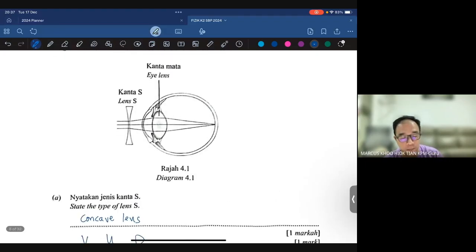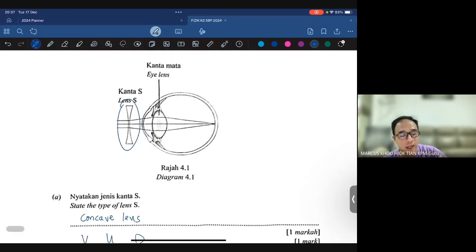What's happening over here? The lens S is doing its job, it's diverging the light out. But after the light diverges out, where does it go? It passes through the eye lens. And our eye lens is generally a convex lens, which makes this question really very interesting. And this actually brings us back to science, entahlah tingkatan berapa, science form 2.